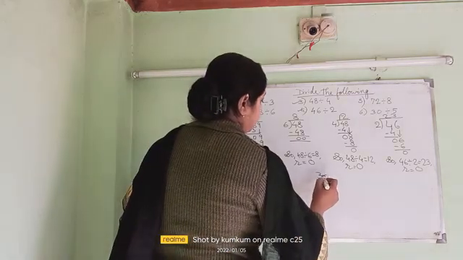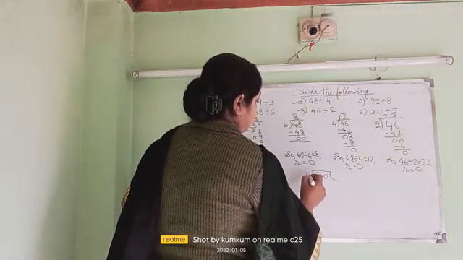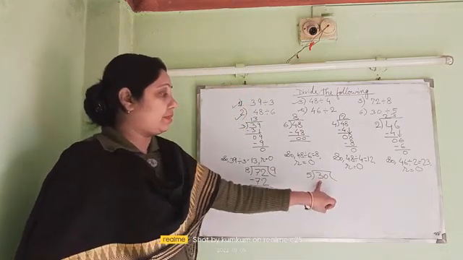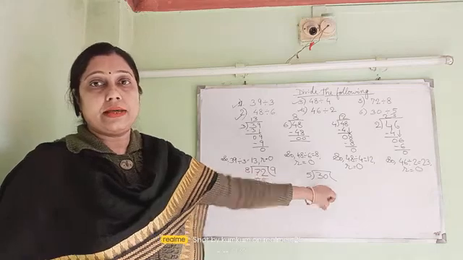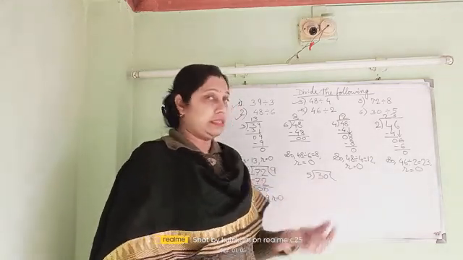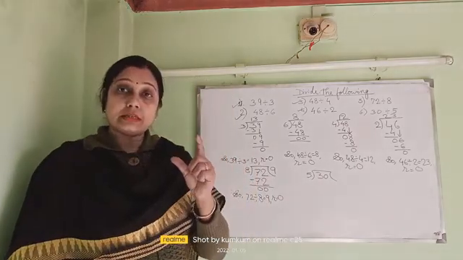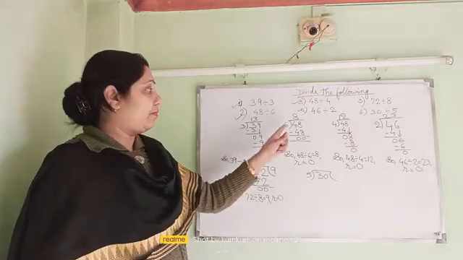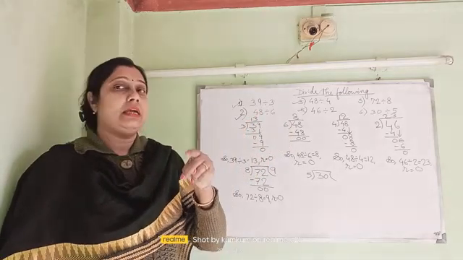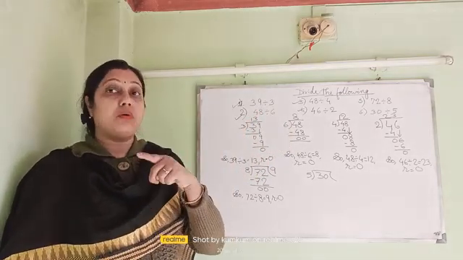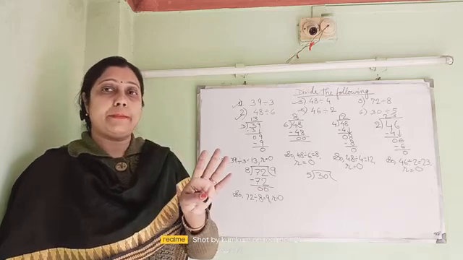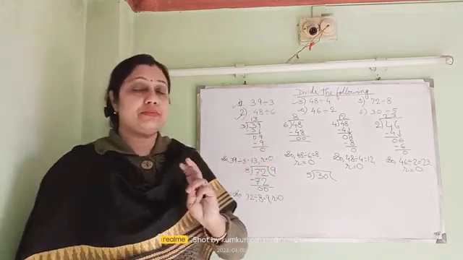Next, 30 divided by 5. So I am going to write here 30, and in the same way I am going to write here 5. Now see, again the first digit 3 is smaller than 5. 3 is smaller than 5, so that's why we are going to take 2 digit. Please remember this, only this point. If the first number is smaller, we are going to take 2 digits at a time. If the first number is same or bigger, we are going to take 1 digit. Only this much you remember. Then you can do this type of sums very easily.